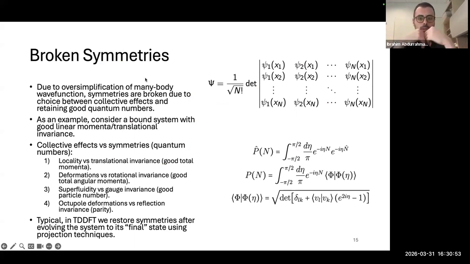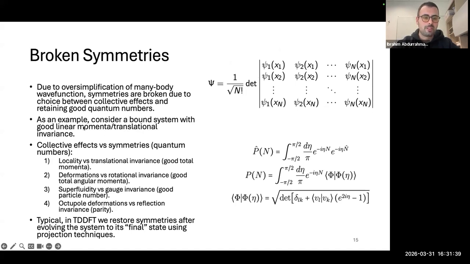Something you may or may not be aware of is in DFT, you actually break a lot of symmetries that you know should be present by the structure of your Hamiltonian. So you know the nucleus should have good quantum numbers, should have good total angular momentum, linear momentum, parity, and particle number. Because we choose an oversimplified many-body wave function that misses a lot of important correlations, i.e. a Slater determinant or generalized Slater determinant, you end up losing a lot of the symmetries that you know should be respected.